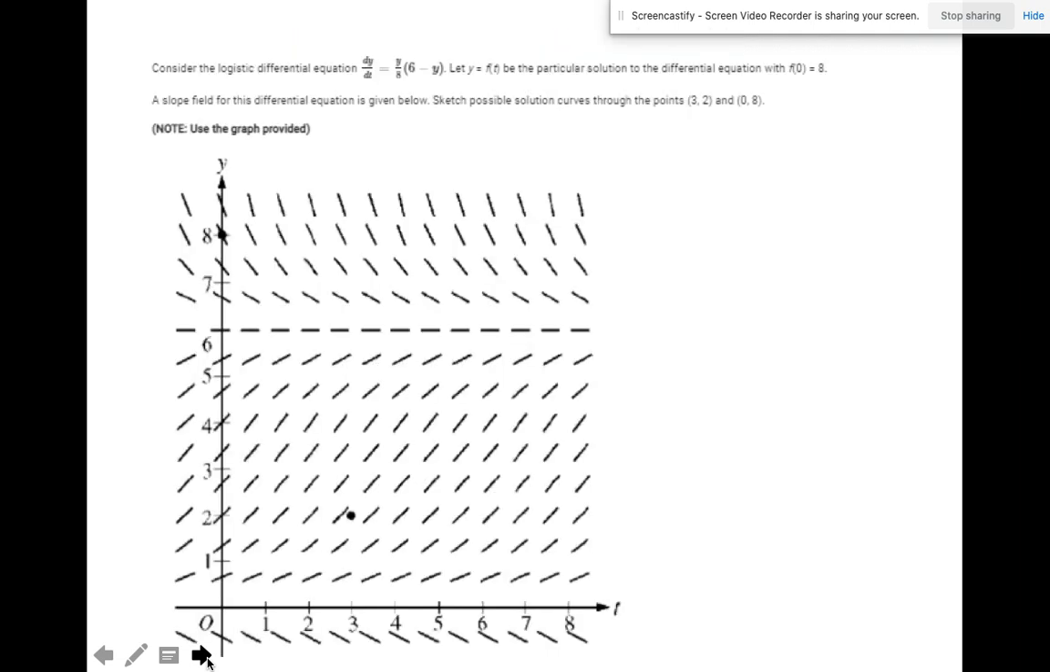All right. So look at the warm up. Go back and look at your warm up, which was a logistic slope field. And look at this differential equation. Can you see the K, 1/8, times Y, times 6 minus Y? So this is the K, and Y, one minus Y, if you will.